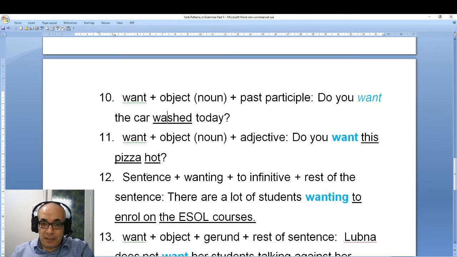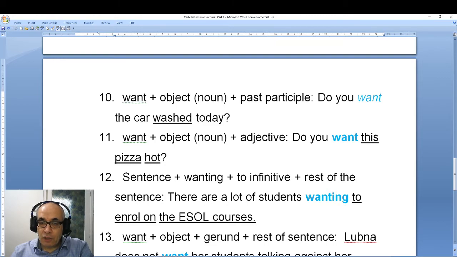You can use sentence plus wanting plus to and infinitive plus the rest of the sentence. There are a lot of students wanting, so you can put ing on want, to enroll on the ESL courses. So to enroll, this is to plus the infinitive verb, and then on the ESL courses, this is the rest of the sentence, which means you complete the sentence.